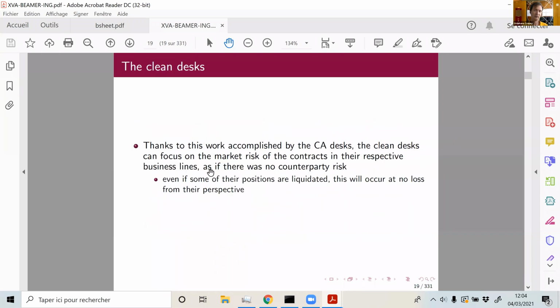Whereas if you go now to the originating clean desks, they have already a lot to do to bother with, I don't know, interest rates, inflation, etc. It's important that they can focus on their, let's say, primary business risk. And as a matter of fact, if they should also account for counterparty credit risk, it would be impossible because counterparty credit risk can only be assessed at the portfolio level.